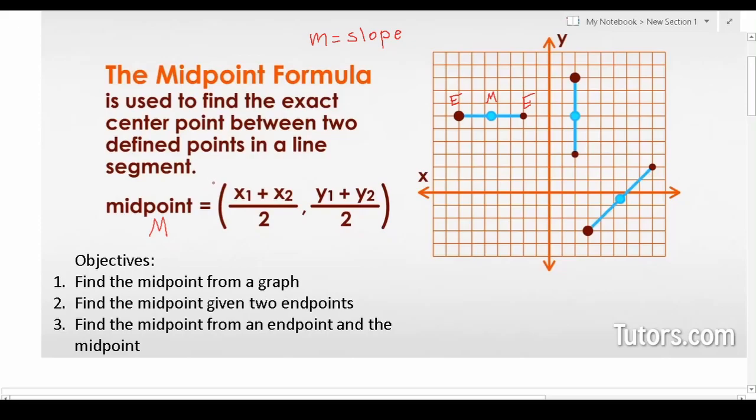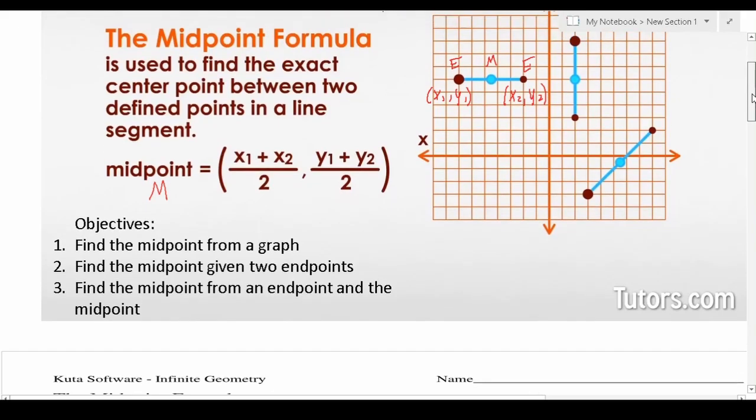Okay? Now, the only other thing you need to know to find the midpoint of a line segment is this. You need to know what your x1, y1, and x2, y2 values are to plug them into the midpoint formula. Those are simply either given to you or you can find them on a graph. For example, this endpoint on the left we can call x1, y1, and this endpoint on the right we can call x2, y2.